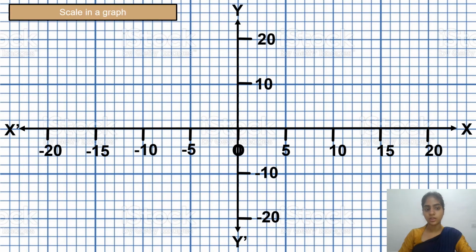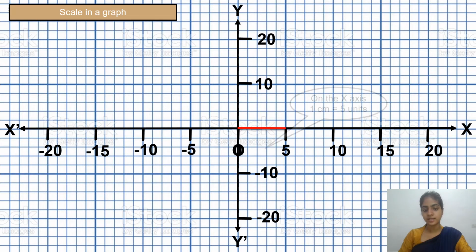Now let us learn what is scale in a graph. Scale in a graph is nothing but the distance from the origin to the first marking. So this distance will always be 1 centimeter, and this 1 centimeter represents different things.